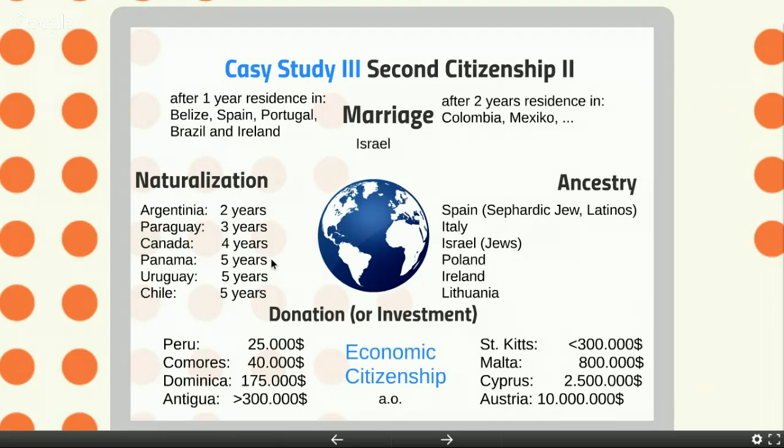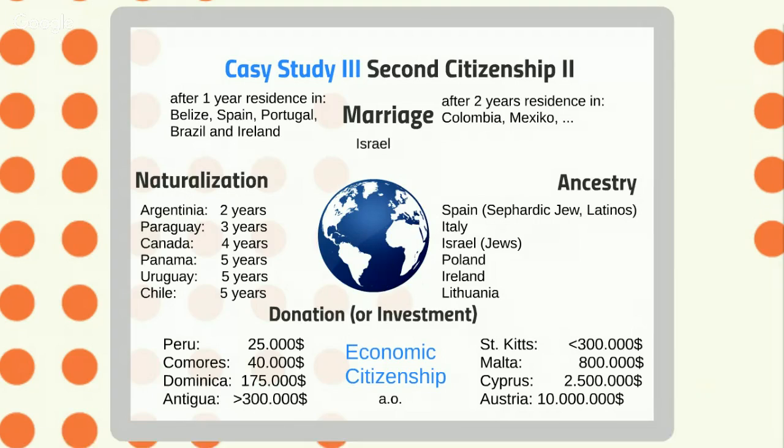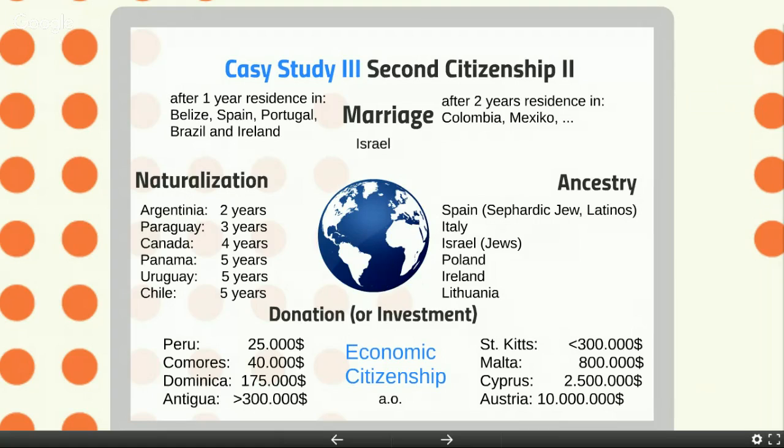However, in that program, you need to be a permanent resident for 2 years first, but you don't need to live in that country. If you want more information on that, just speak with me. Other countries are the Comoros, $40,000. Comoros is not a very good country to have citizenship. It's a very poor Muslim island state in the Indian Ocean.